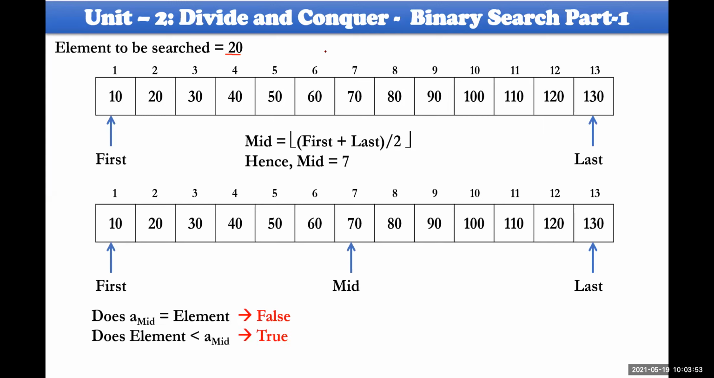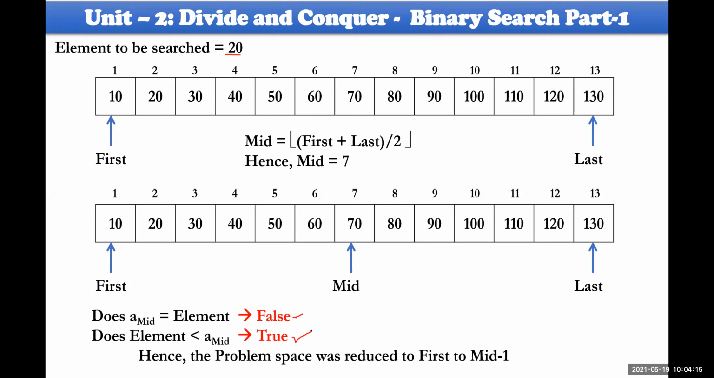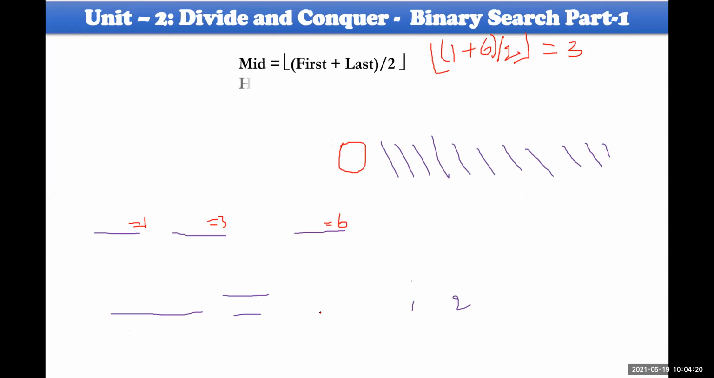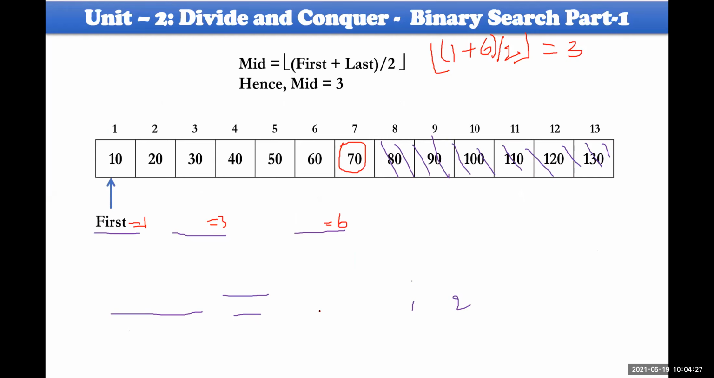Now, we'd like to check for the mid element whether it is true or false. So if A of mid equals the required element, that is 20, is 70 equal to 20? It is absolutely not. So the condition is false. Then, if element is less than A of mid, yes, it is true. So the problem will be reduced to something like this: 1 plus 6 by 2, so this is 3. So the problem will be reduced here.